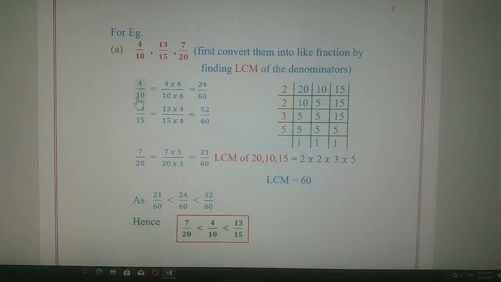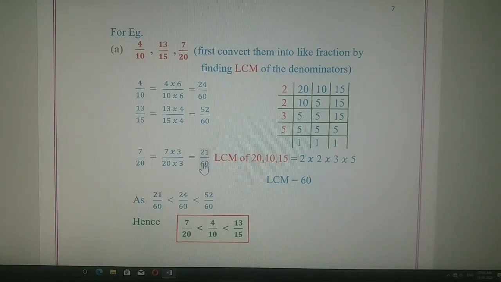The first fraction is 4 upon 10. It is converted into 24 upon 60. The second fraction is 13 upon 15. It is converted into 52 upon 60. The third fraction is 7 upon 20. It is converted into 21 upon 60. So here all the three fractions have 60 as the denominator. Hence we can call them like fractions. Once they become like fractions, it is very easy to arrange them in ascending order or descending order.